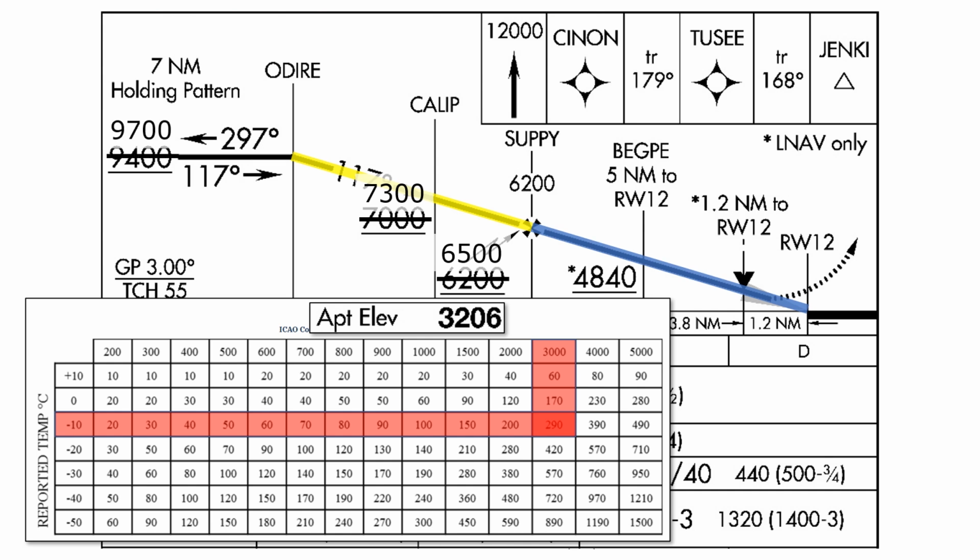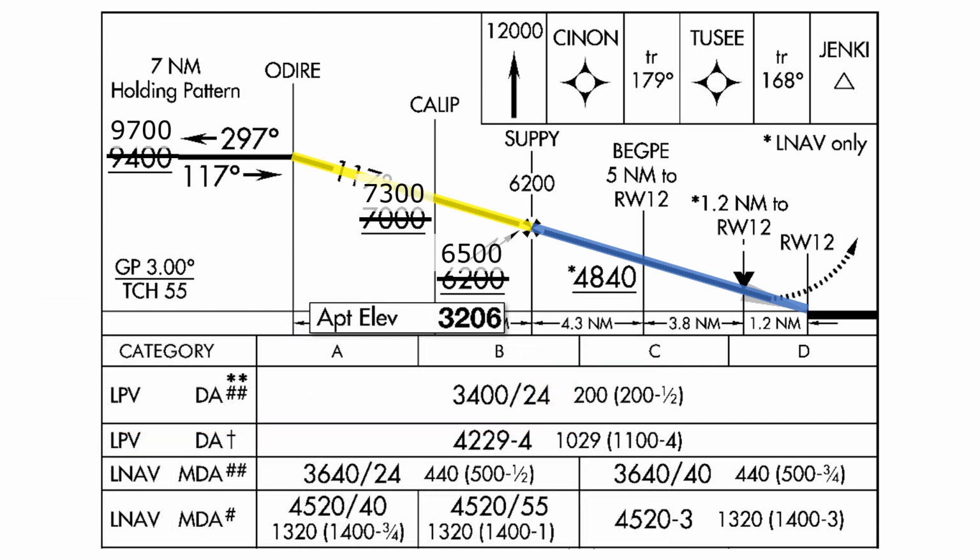Next, we'll look at the corrections for the final segment. We need to use the MDA or DA for the approach to calculate the altitude correction for this segment. There are a few choices for minimums on this. Let's use the LNAV MDA minimum of 4,520 feet. The difference between our MDA and field elevation is about 1,300 feet.